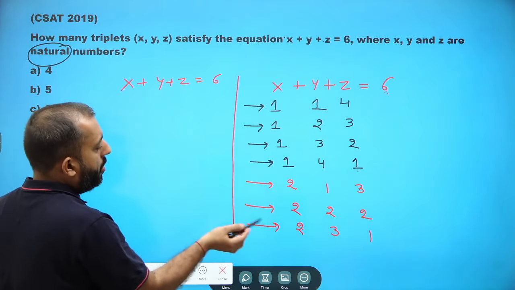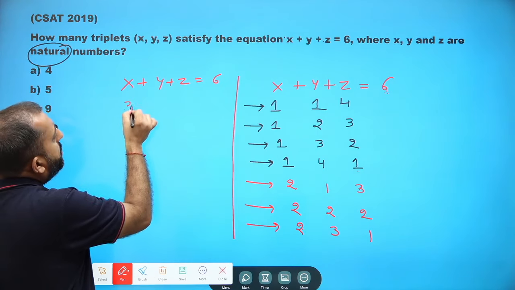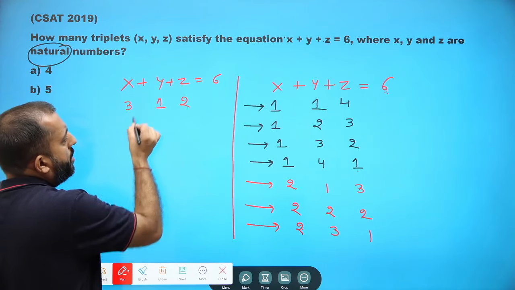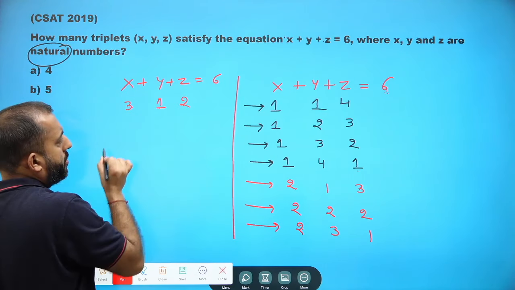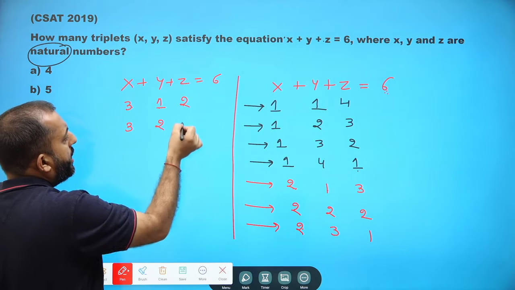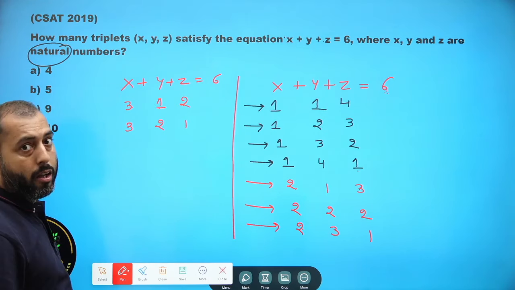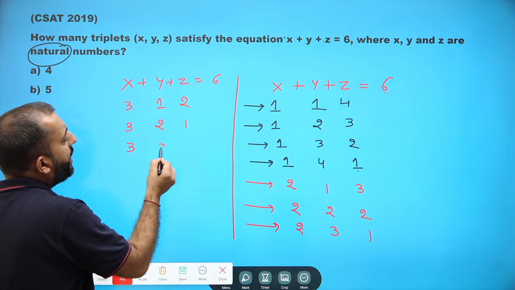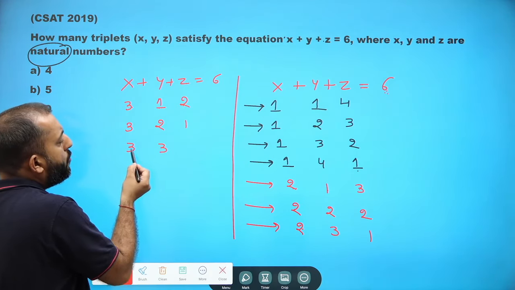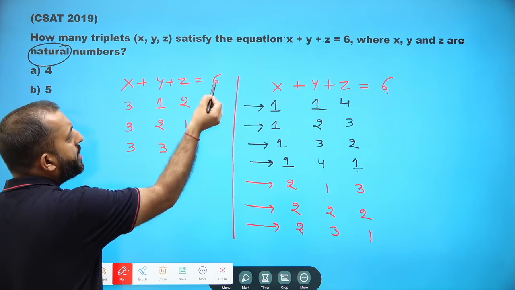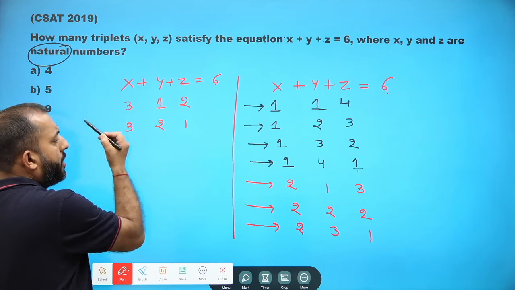So what next? X can be 3, y can be 1, z can be 2. 3 plus 1 plus 2 is 6. X can be 3, y can be 2, z can be 1. Now x can be 3, but y cannot be 3. Why? If you consider y to be 3, then z has to be 0 to get 6 finally. Hence this case is discarded.